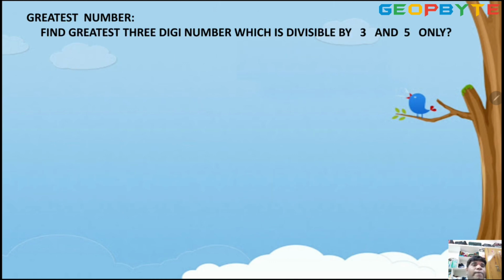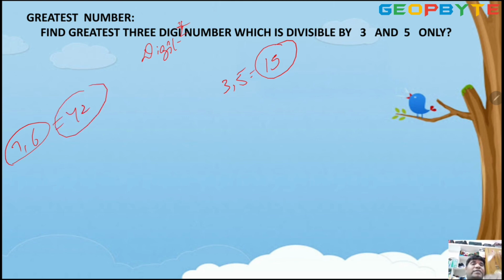One more example. Find the greatest 3-digit number which is divisible by 3 and 5. Actually, for 3 and 5, what is the LCM? There are no common factors, so directly multiply: 3 into 5, 15. Given two numbers that are not divisible by any other number, their multiplication is directly the LCM. Suppose 7 and 6, what is the LCM? They have no common factor, so 7 into 6, 42 is the direct LCM.